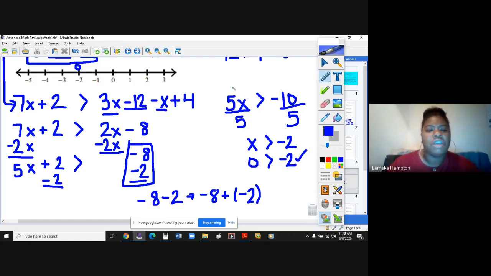So what does this mean? That means any number to the right of negative 2 will suffice as a solution. Okay, so I have 3, I have 6.7, I have negative 1.99999. The possibilities are endless.